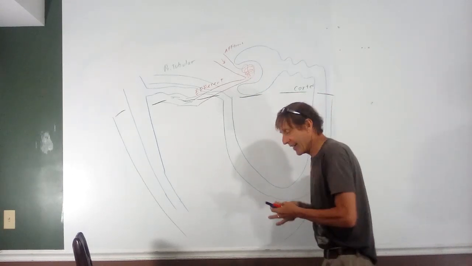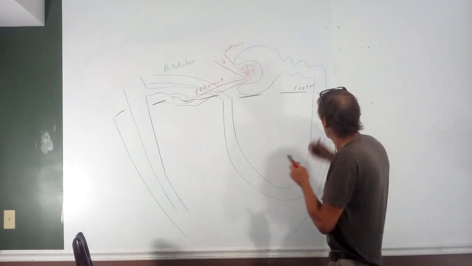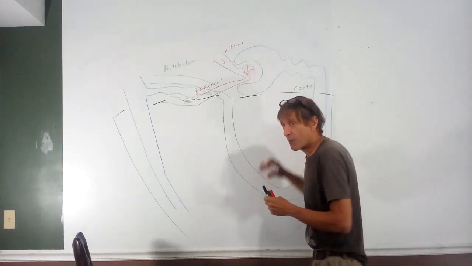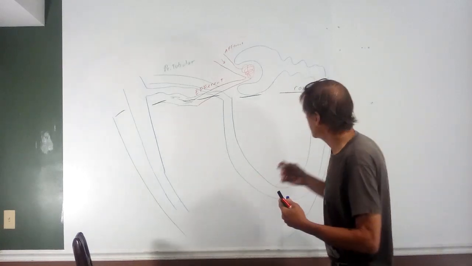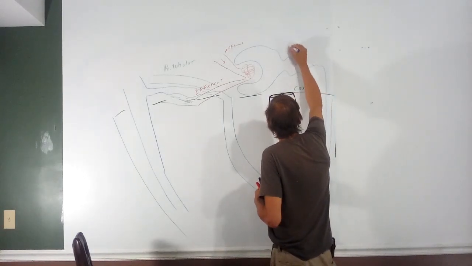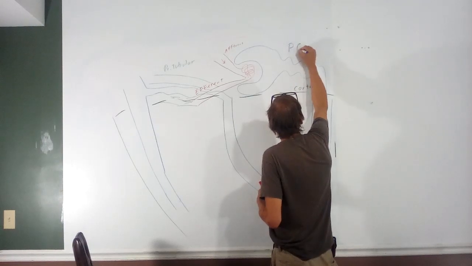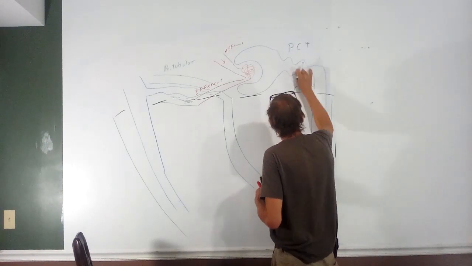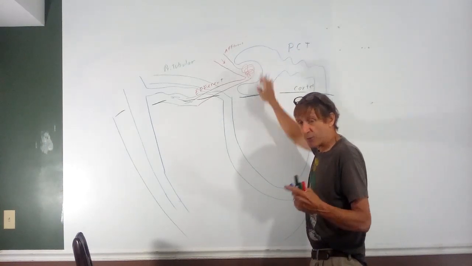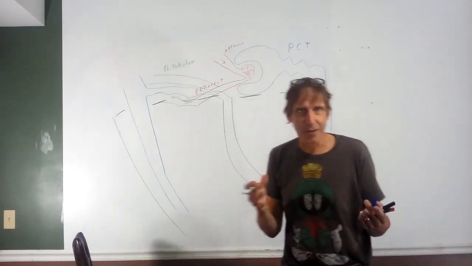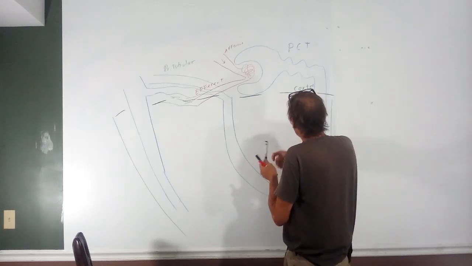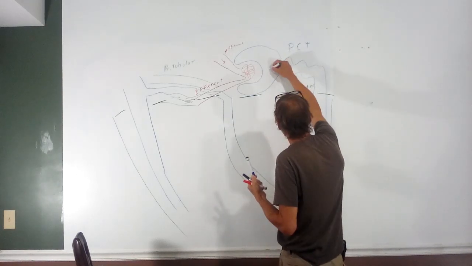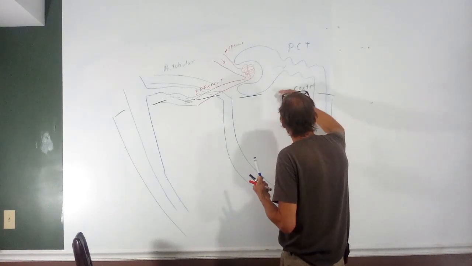The next part, my diagram's kind of pathetic, but this part here is very close to the Bowman's capsule, so it's referred to as the proximal convoluted tubule. I'm going to abbreviate it PCT. Proximal, because it's closest to the Bowman's capsule. Convoluted, because it's all twisted up, and it's a tubule. So the filtrate, as we'll see in a bit, is going to move from the Bowman's capsule into the proximal convoluted tubule.